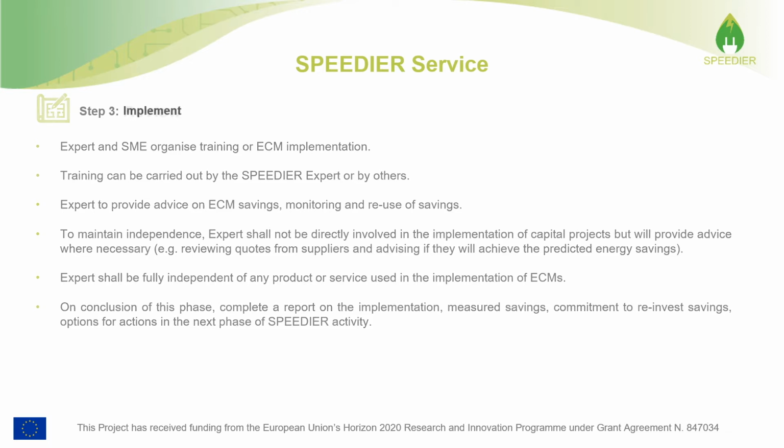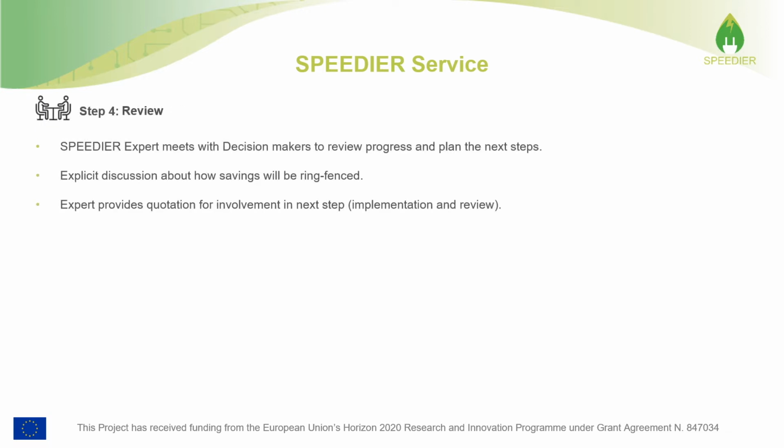Step 4 is review. So this is a simple step where the expert meets with decision makers and reviews the savings that have been calculated from the data received and plans the next steps, especially in the ring fencing mechanism. With low cost and no cost ECMs, it's very hard to quantify how much savings have been made. But when those quantifications come together, you can see that there's a lot.